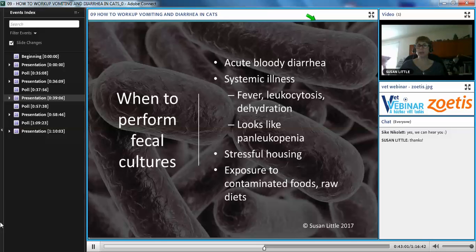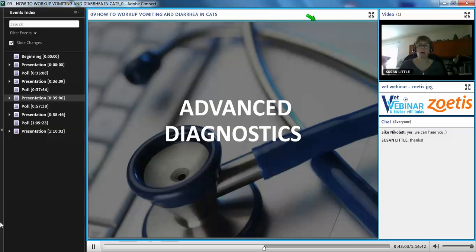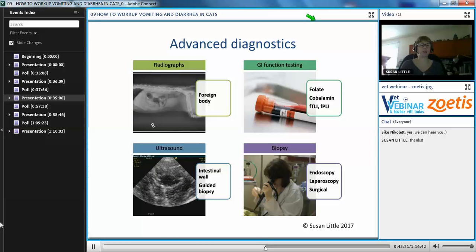So those are sort of the first line diagnostics that we want to do on all cats. So let's talk now a little bit about those advanced diagnostics that we might start looking at in certain cases, because by now we're refining that differential diagnosis list. It should be getting smaller, so we should be able to do more targeted diagnostics now when we come to this advanced group.